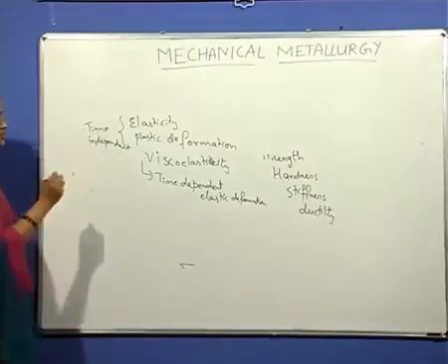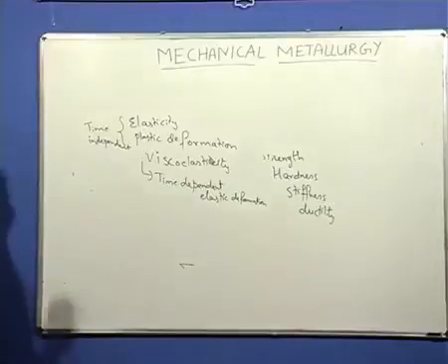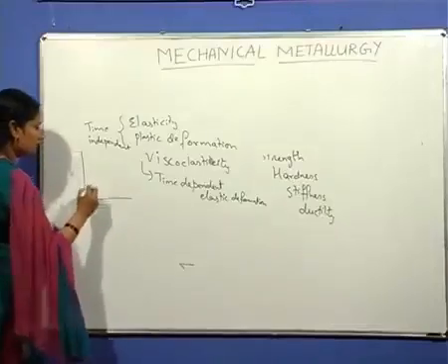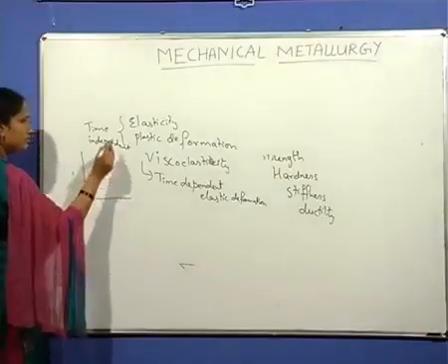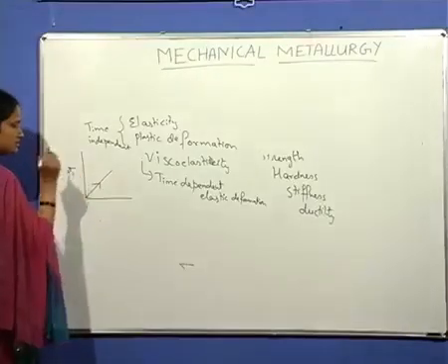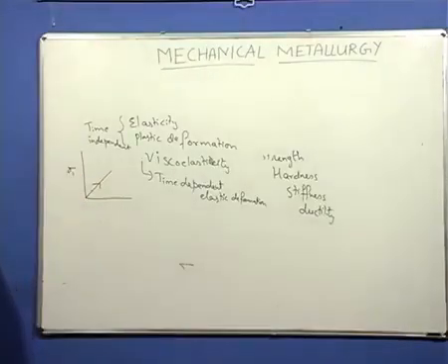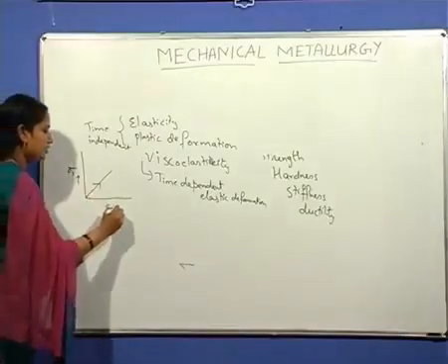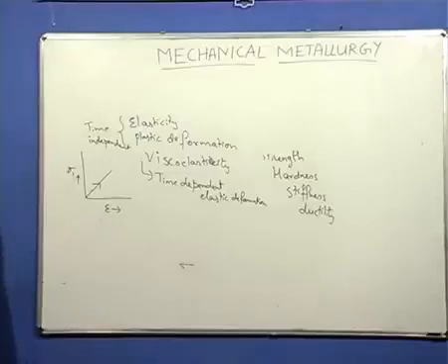So how does the stress versus strain curve look for an elastic material? The stress versus strain curve is simply linear in the elastic region. Stress is denoted by the symbol sigma and strain is denoted by the symbol epsilon.